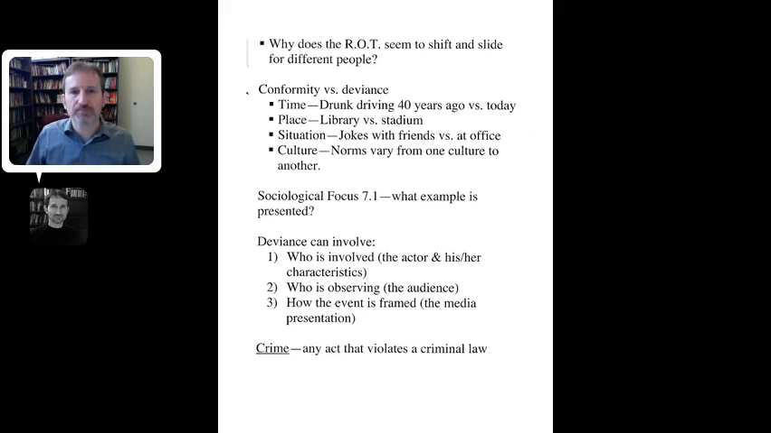Conformity versus deviance. If you think about what counts as conformity and what's deviant, it relates to certain variables as well as, for example, the ones we just discussed. The time, when you can also in your notes put down era, okay? So, for example, I have here drunk driving 40 years ago versus drunk driving today. 40 years ago, there did not exist this group called MAD, and it's an acronym I'm sure you've heard, Mothers Against Drunk Driving. Why would mothers, of all the people, be such an important group for promoting a new view of drinking and driving as criminal?